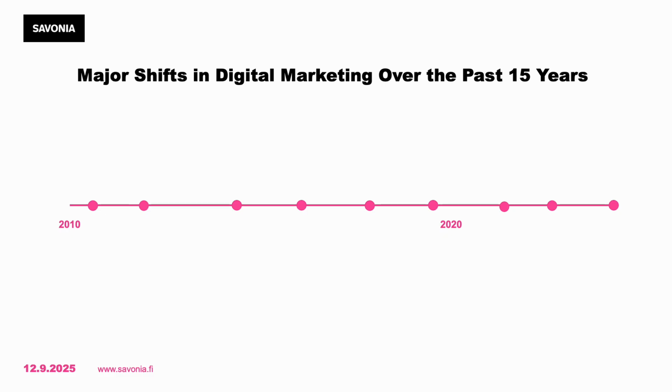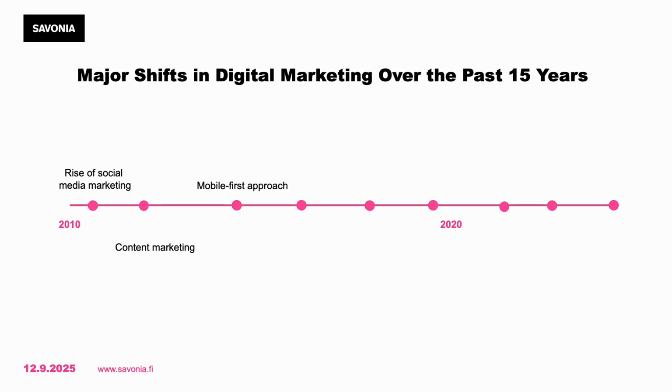Let's look at the major shifts in digital marketing over the past 15 years. So in 2010, I would say, is when everything started. In 2010 was really when we could truly see this rise of social media marketing. And after that, something that came up was content marketing, which started to become really, really popular.